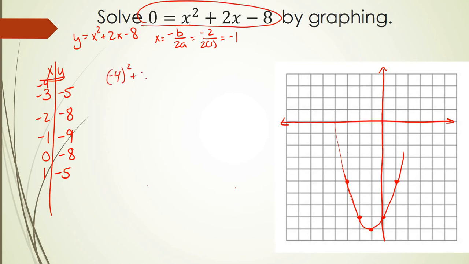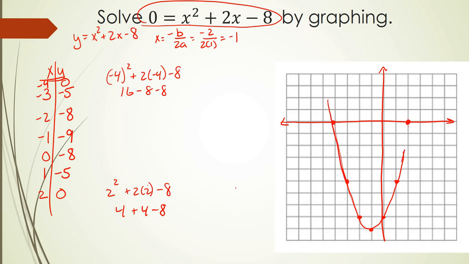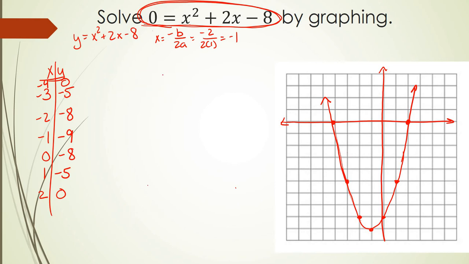If I stick in negative 4, I have negative 4 squared plus 2 times negative 4 minus 8. That's 16 minus 8 minus 8. There we've got our y equals 0. And if I go to 2, 2 squared plus 2 times 2 minus 8 is 4 plus 4 minus 8. And there's my other 0. So 2, 0 and negative 4, 0 are the 2 places where this quadratic equation has a y value of 0. Okay, so I found my two solutions. The solutions to this equation are x equals -4 and x equals 2.